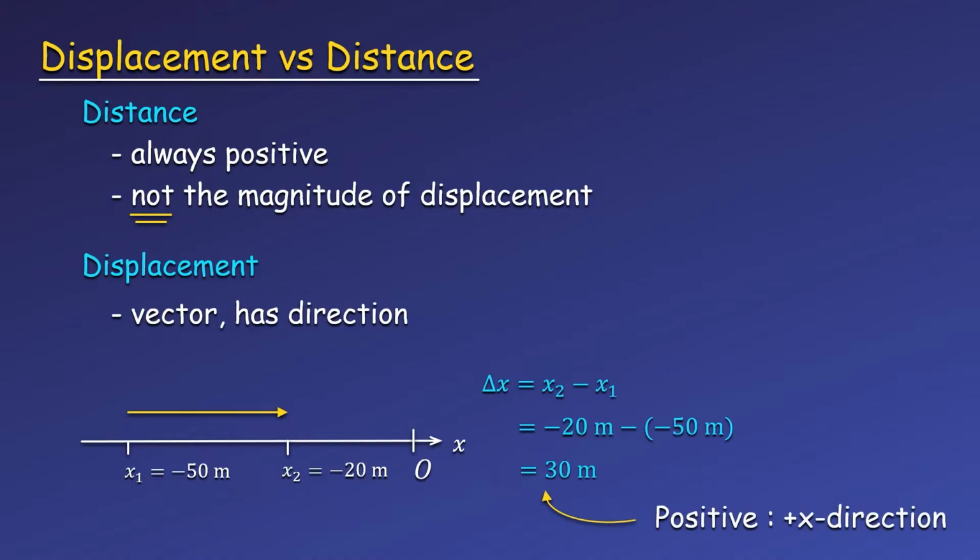But if we were to swap the order, and go in the other direction, now the object is moving to the left and we'll get a minus 30 for our displacement.